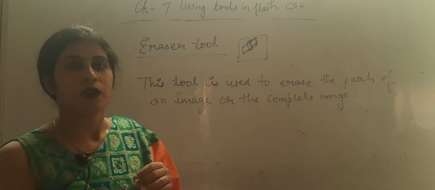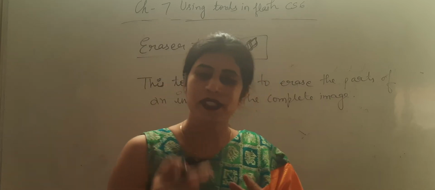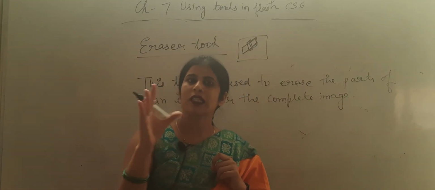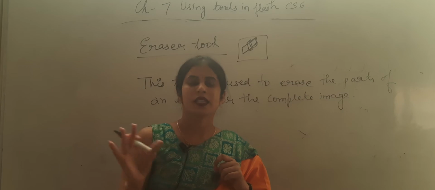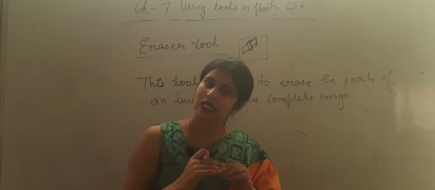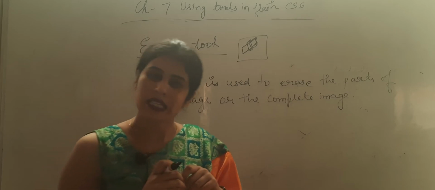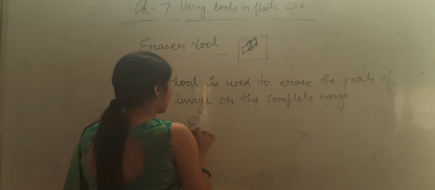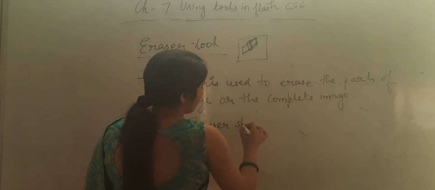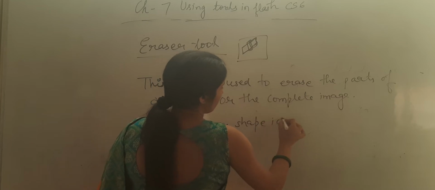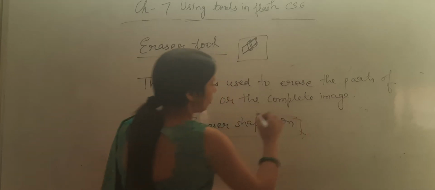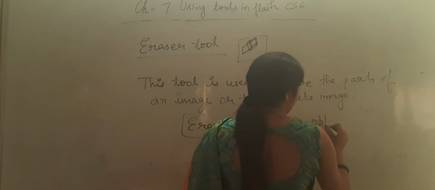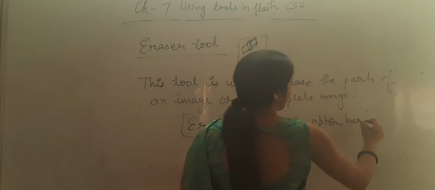Now, when we erase any object, any image, any part, we can also increase the eraser thickness. So how to increase the eraser? If we want to increase the eraser, we need to select the eraser shape icon. To increase the eraser shape, we have to click on the eraser shape icon that is present on the option bar.